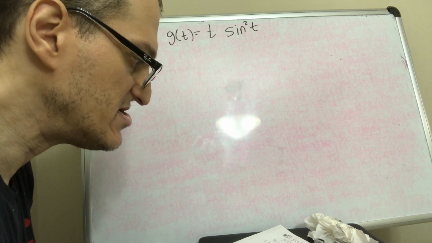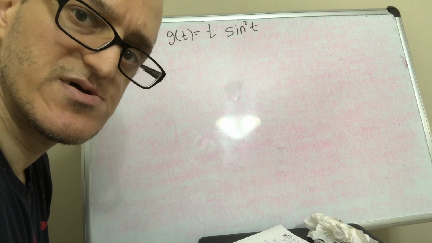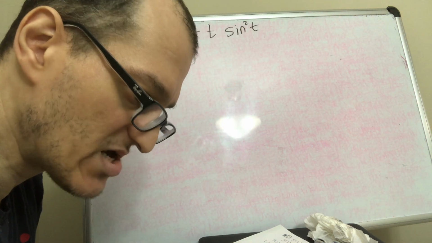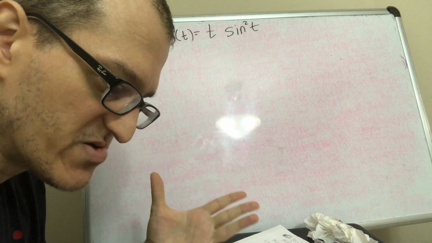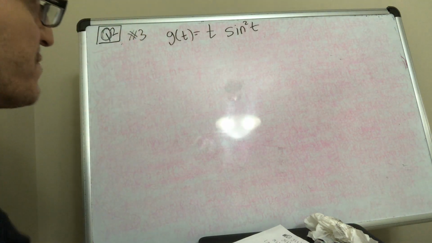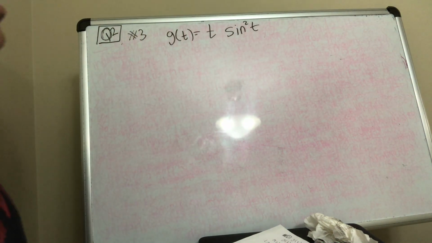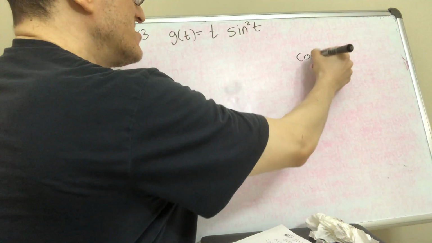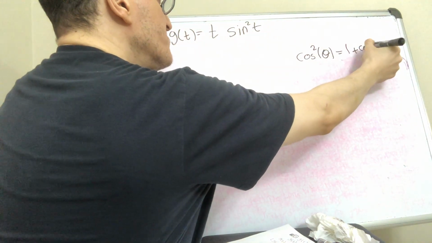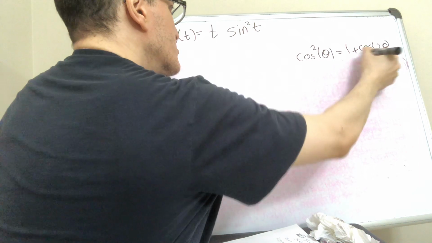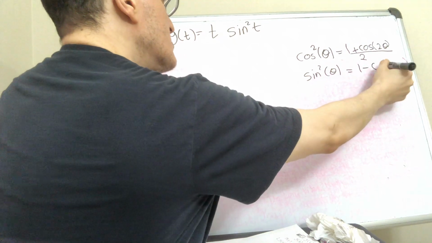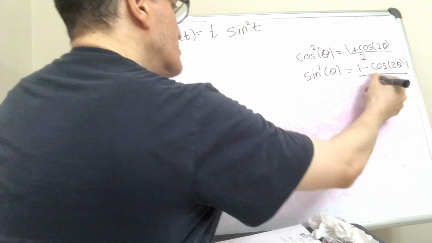Now you have a t times sine squared t. If you look at the rules, there is nothing involving sine squared. There is only something for sine and cosine, but no square. And they also give you a hint. They tell you to use the half angle identity. Half angle identity, if it's cosine squared, it would be 1 plus cosine double angle over 2. And if it's sine squared, it would be 1 minus cosine double angle over 2.